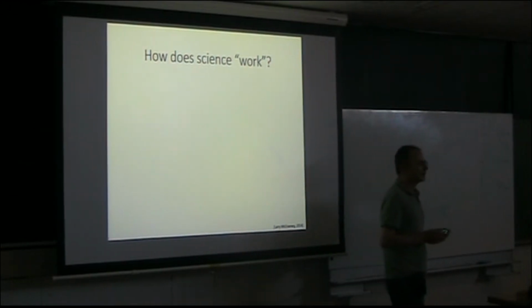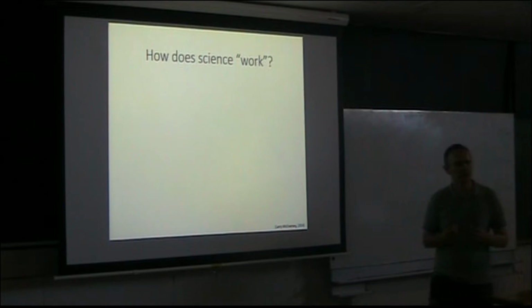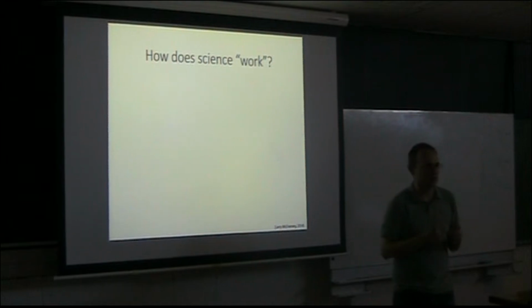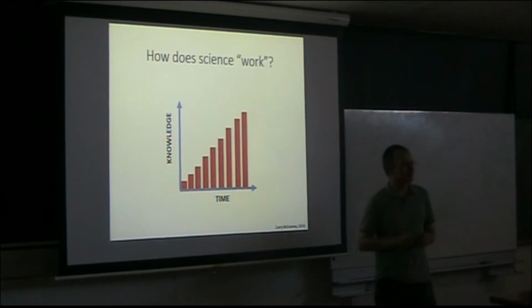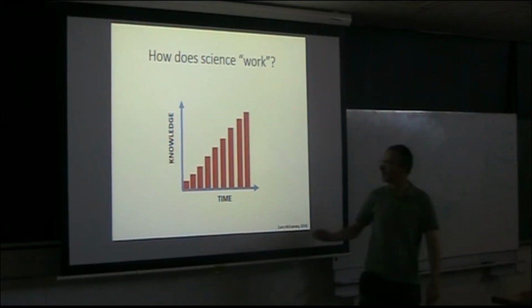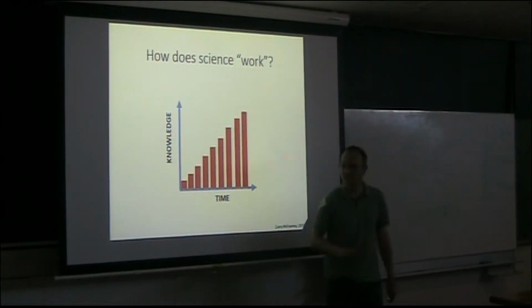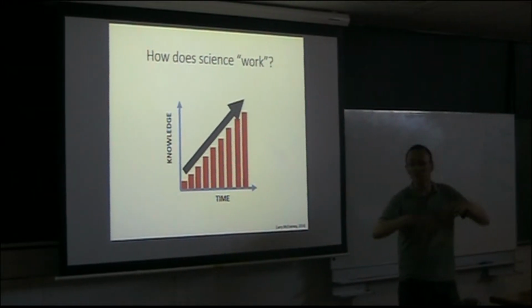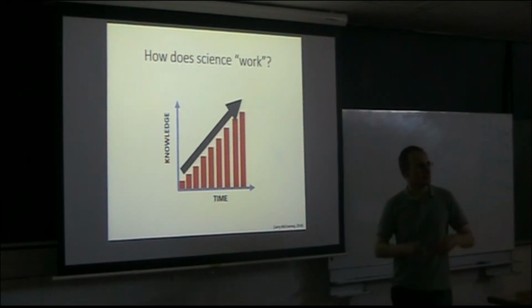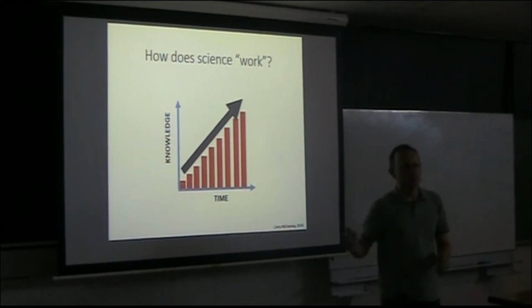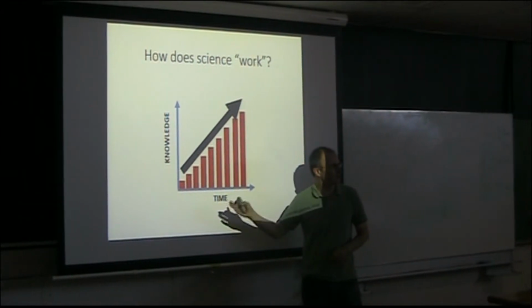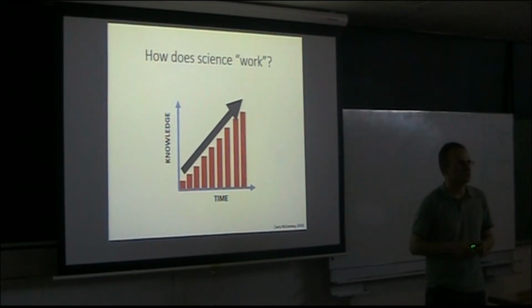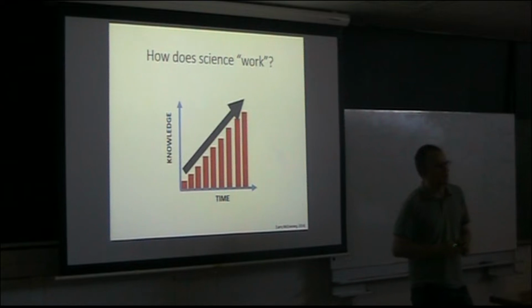So, how does science work? When we're thinking of science, what is the model that we use to think about it? This is the traditional way: we have time on our x-axis, we have knowledge on our y-axis, and it's just an ever-progressing increase. How many of you think of science in this way? We're always increasing the bounds of knowledge. Yeah, it kind of makes sense.